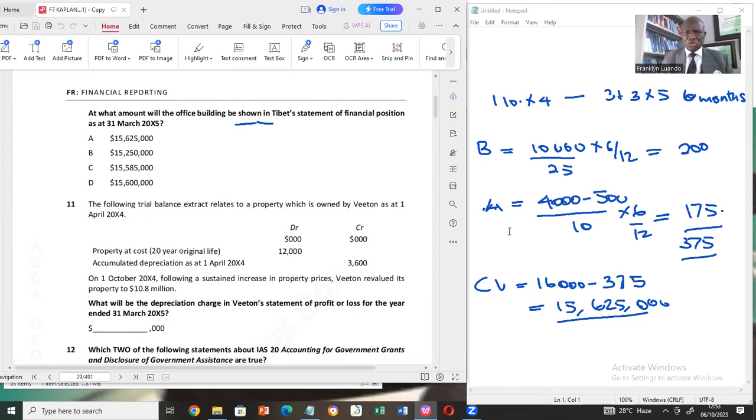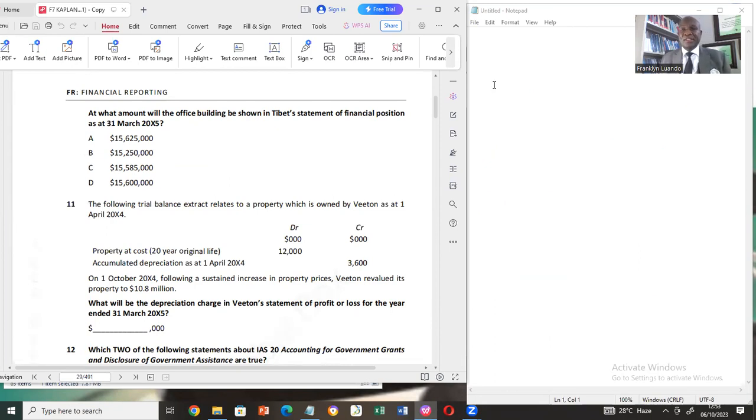We can now go to revaluation of property. Properties such as land and buildings can be revalued to their market values. Now, we have 3 points at which property can be revalued: at the start of the year, at the end of the year, and during the year. I'll explain each of those points.